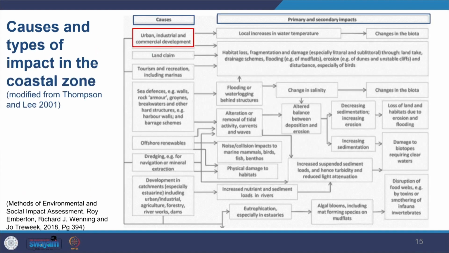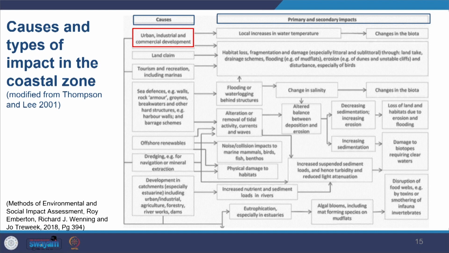Just to quickly look at what are the different sources of impacts in the coastal area. One of the major causes we see is the urban or industrial or commercial development along the coastal areas. So they are seen as causes of impact. And the kind of impact it has is an increase in water temperature, at least at the local level, and that would have a secondary impact, like it would change the biota of the area. And the same could also lead to habitat loss. It could also lead to fragmentation.